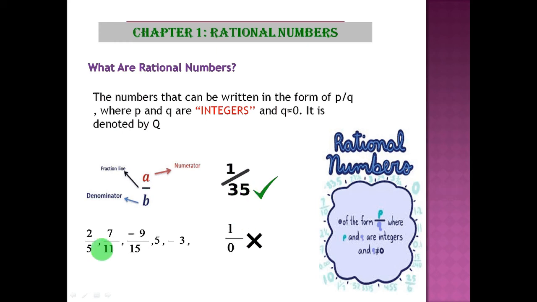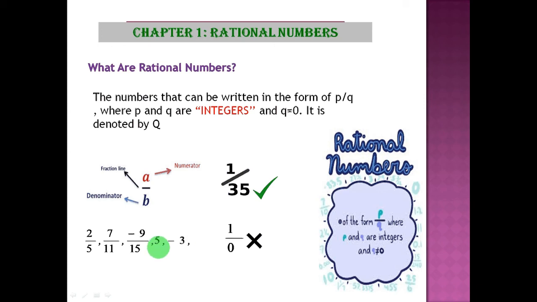So here are some examples: 2 upon 5, 7 upon 11, minus 9 upon 15, 5 comma minus 3. You might be thinking here 5 is only a single number, and down here we don't have any number. It is not in fraction form, but still these are rational numbers. Why? All integers come under rational numbers. All natural numbers and whole numbers come under integers, and integers come under rational numbers. That's why we can call 5 minus 3 also a rational number.